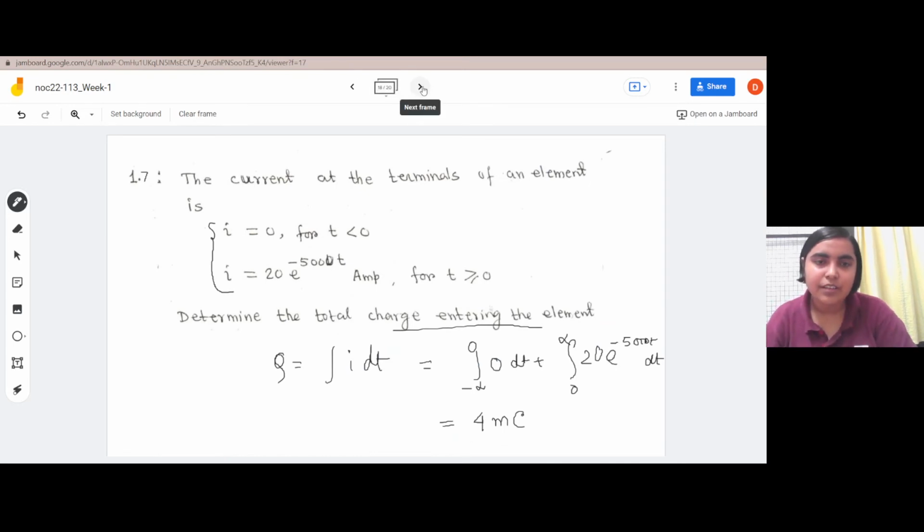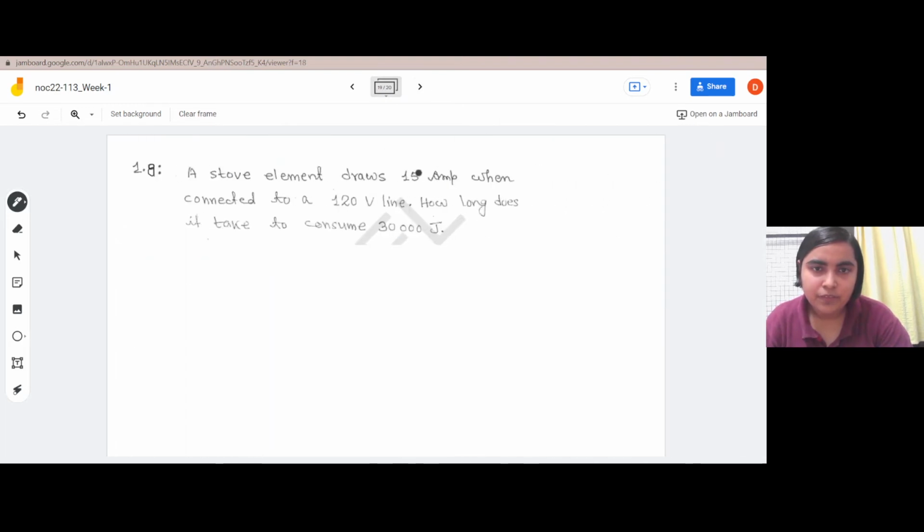Anyone has any doubt in this question? Otherwise, we'll move to the next one. So, for another question, a stove element draws 15 ampere when connected to a 120 volt line. How long does it take to consume this much energy? So, how are you going to do this?